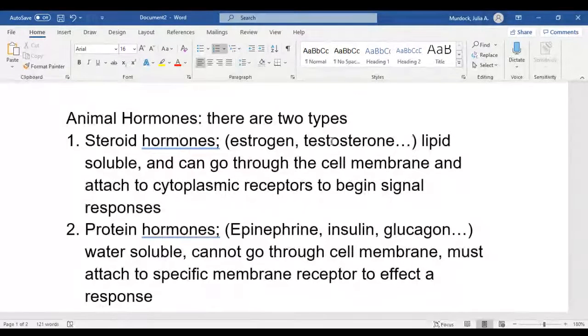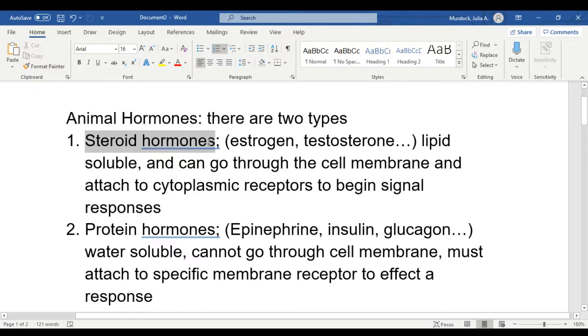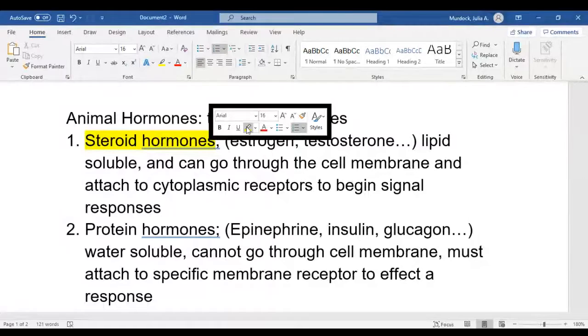We can go into plant hormones, but I think we just don't have time this year to do that. So we're just going to stick with animal hormones. And before we go into specifics, I wanted to point out that there are two different types of animal hormone categories. Sometimes they're made of steroids, which means they're in the lipid group, right? Steroid hormones include the sex hormones like estrogen and testosterone.